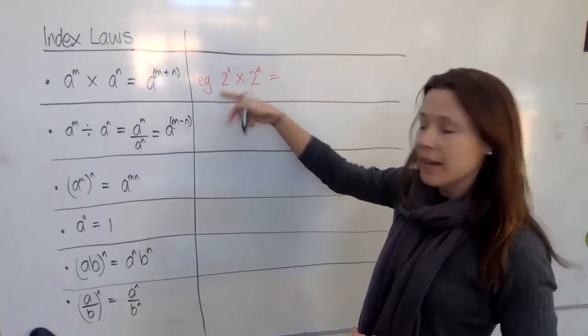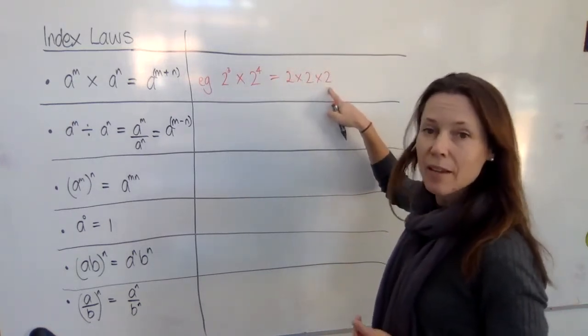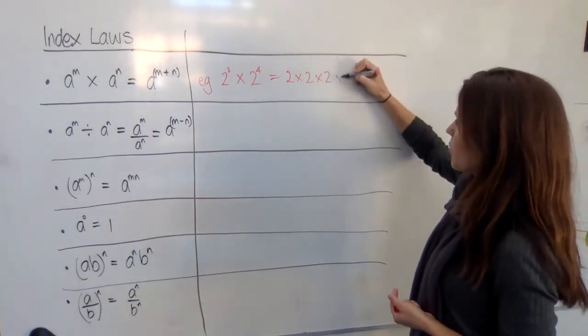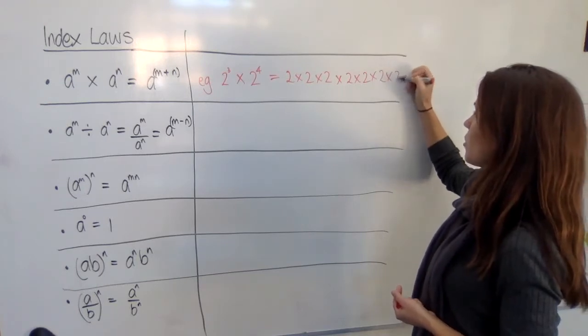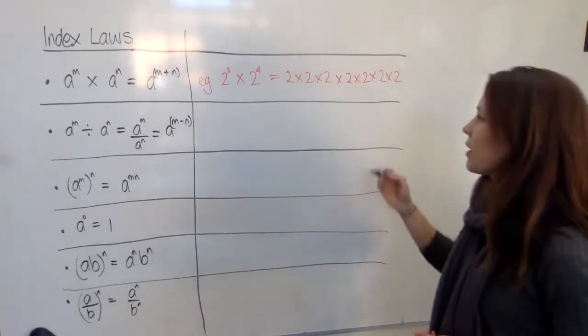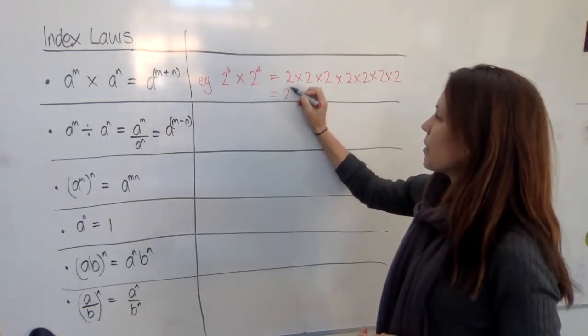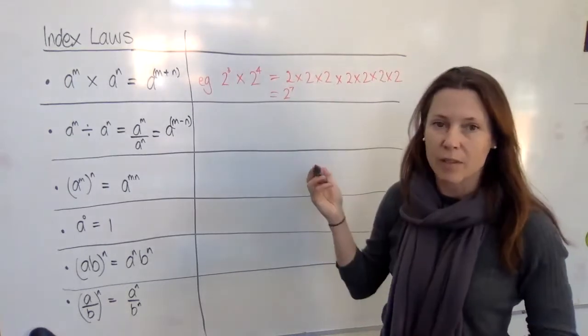If we expand this one out, we get 2 times 2 times 2. There are 3 of them there. And if we expand this one out, we're multiplying by this one, which is 2 times 2 times 2 times 2. In the end, we can count up and see that we've got 7 of those 2's there. So we know that this is the same as 2 to the power of 7. So of course the quick way is just to add the 3 and the 4 to get 7.